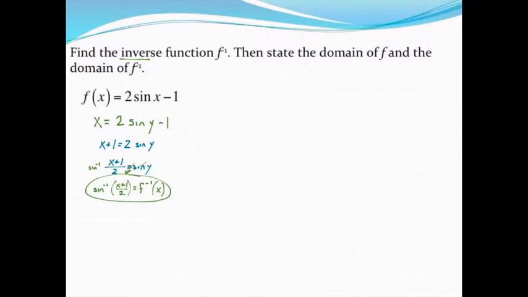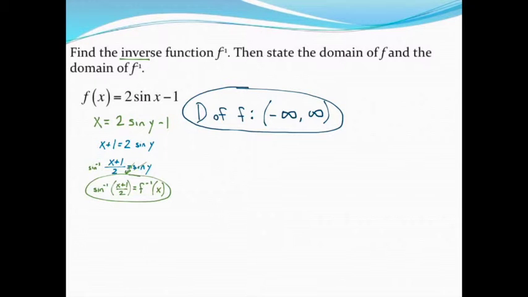My last step of this problem, though, is actually to find domains. I want to find two domains. One is going to be the domain of the original function, which, if you watched the last video, is really easy. Since the regular sine wave goes forever left and right, my domain is just -infinity to +infinity. I can plug any value I want in for x.